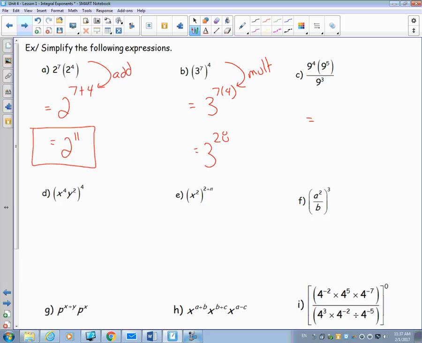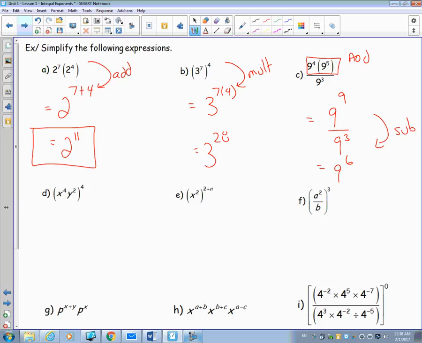The next one, I've got a two-stage problem here. I need to figure out the top part. I need to add my exponents. Rule number 1 gives me 9 to the 9 over 9 to the 3. And then since I'm dividing, I should subtract my exponents and get 9 to the 6.